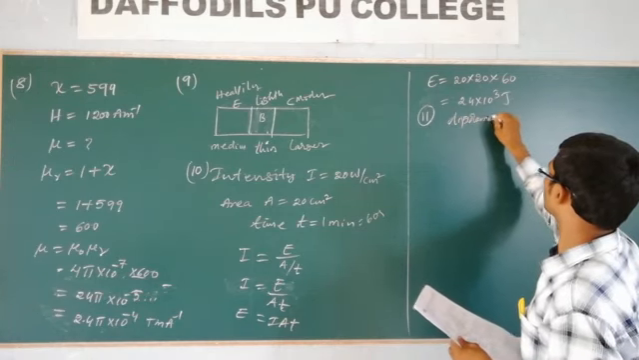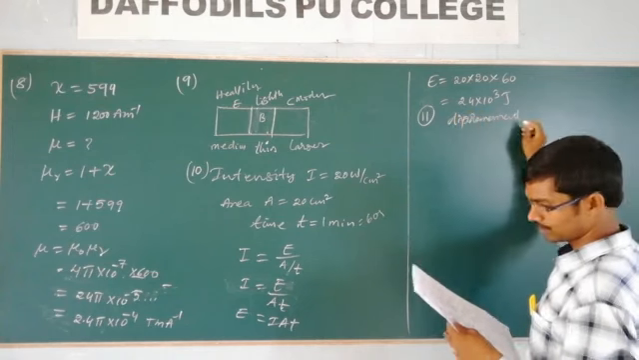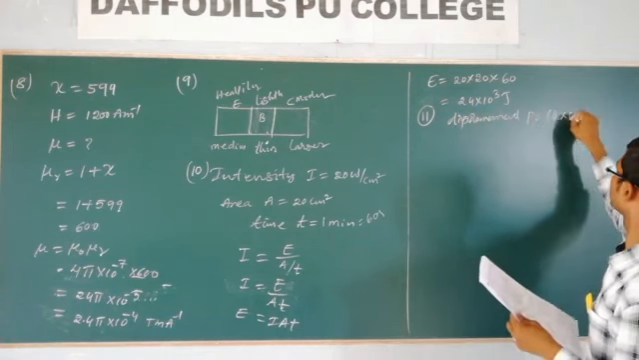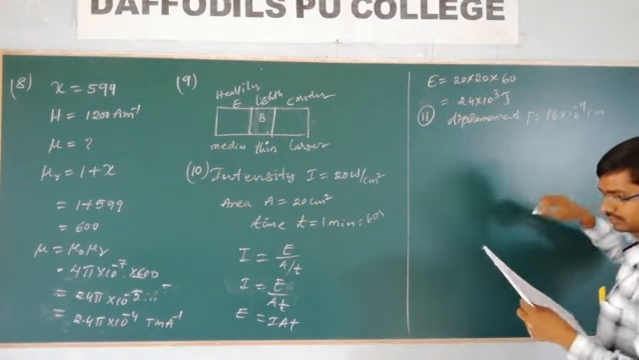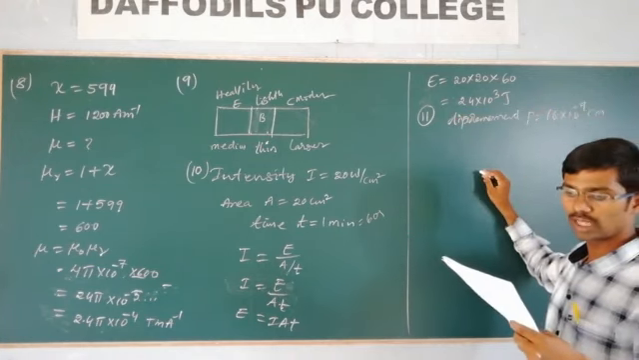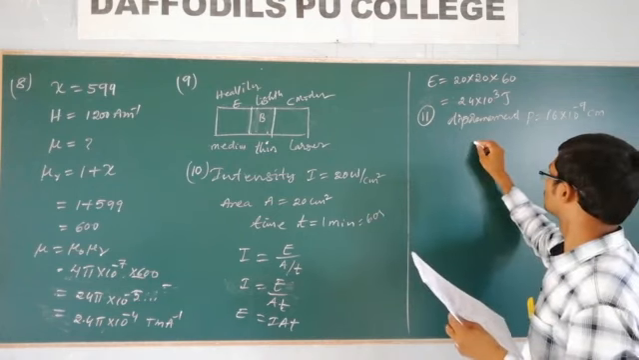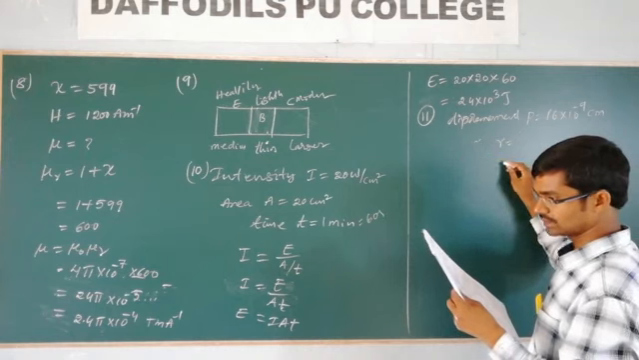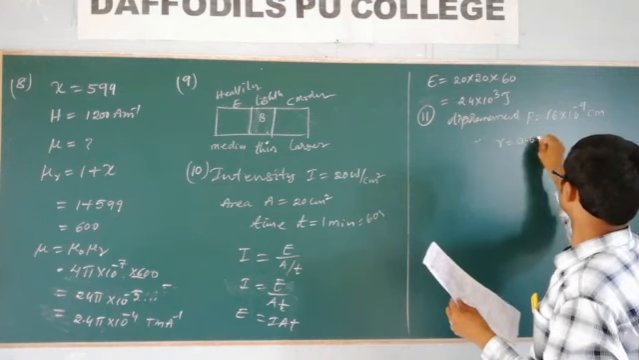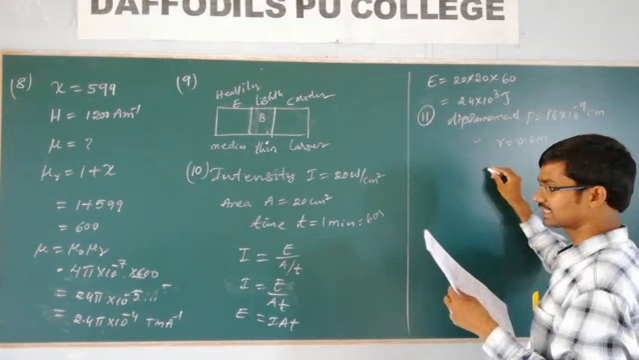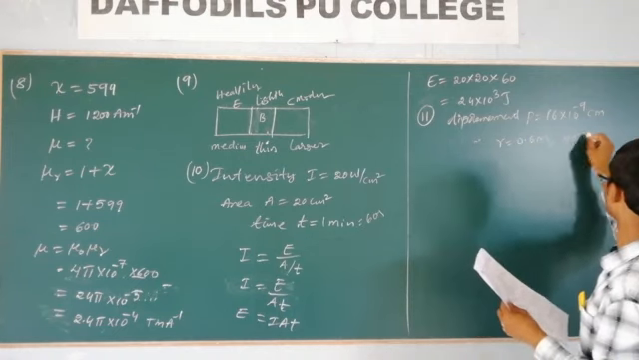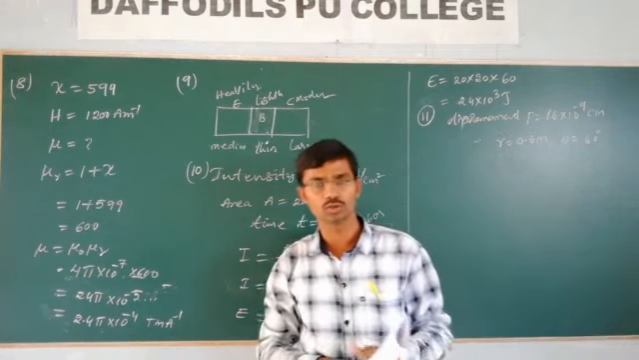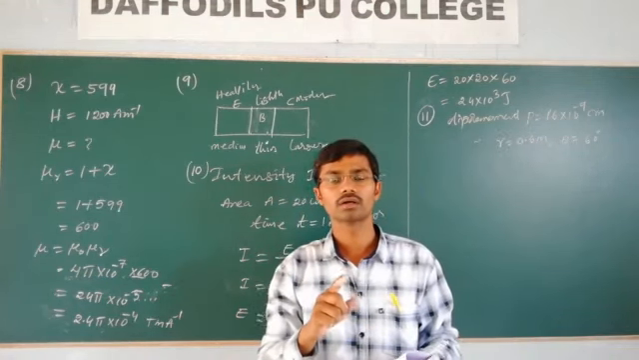A short electric dipole has a dipole moment. Dipole moment is given: 16 into 10 power minus 9 coulomb meter. The electric potential due to the dipole at a point at a distance r equal to 0.6 meter from the center of the dipole, which is situated at an angle making 60 degrees.